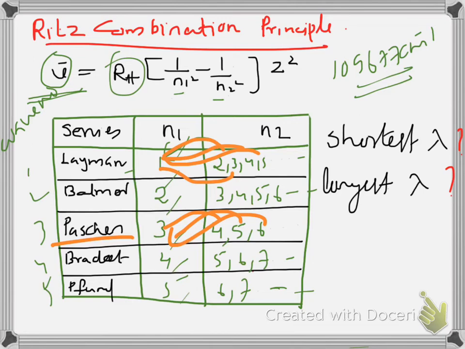You have to carefully read the question before coming to the problem to fix the n2. In the question, you may be asked to find the shortest wavelength or longest wavelength. Since nu bar equal to 1 by lambda.